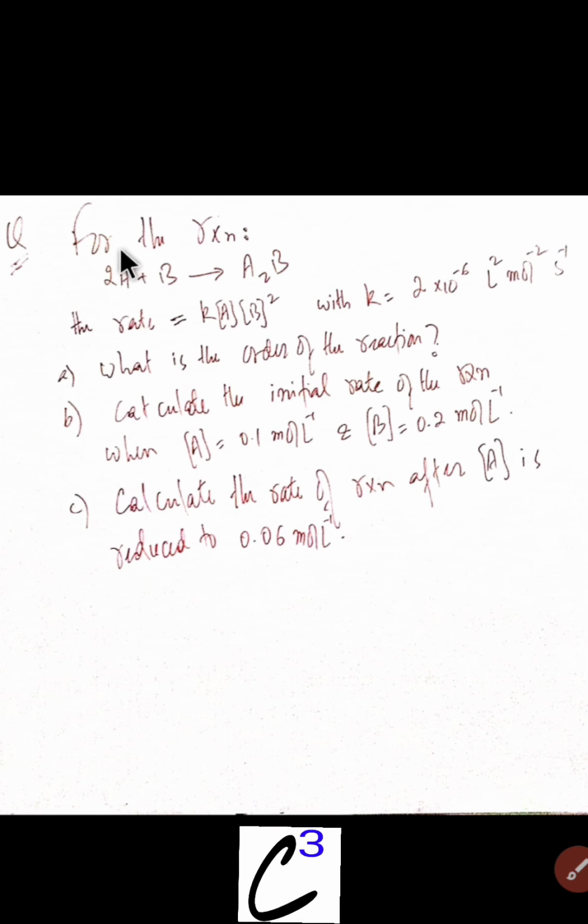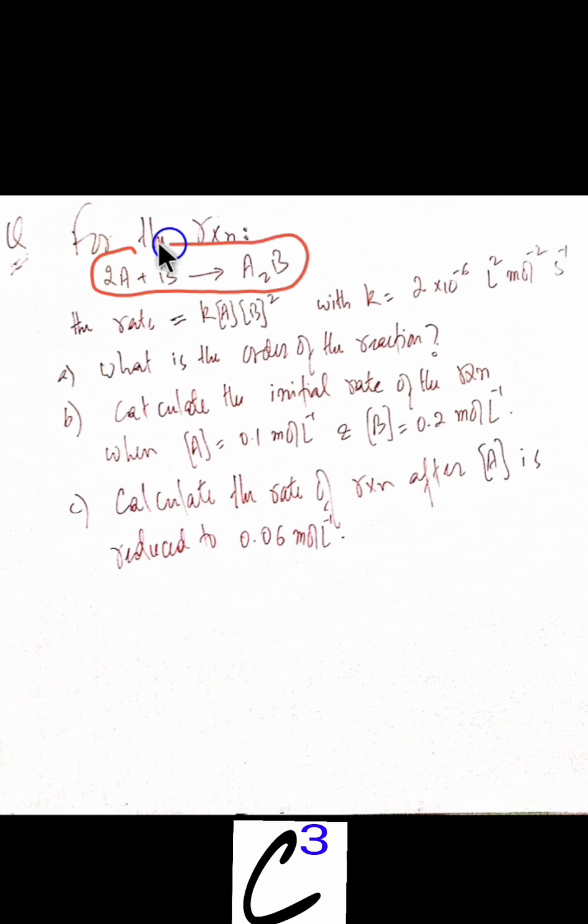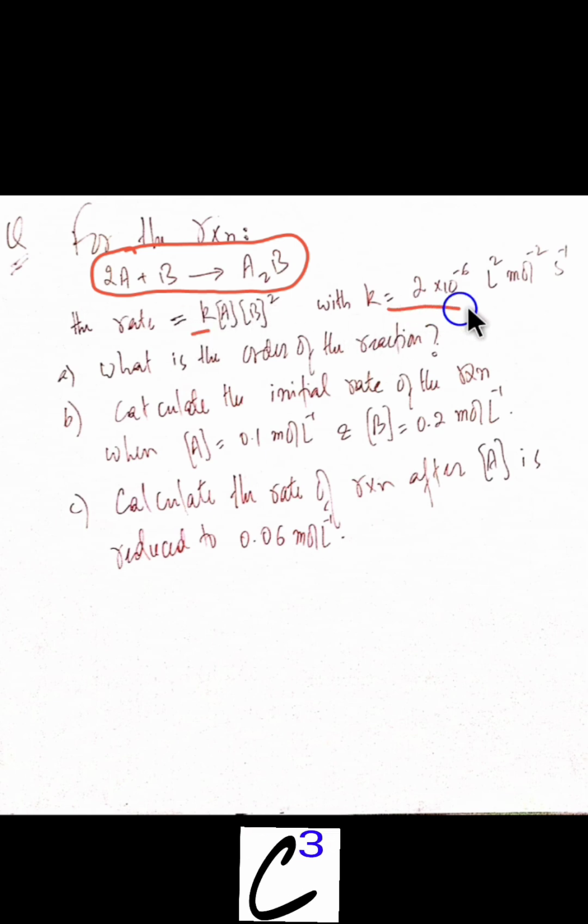Suppose the reaction is 2A plus B gives A2B, and the rate law of this reaction is given by this expression, rate R is equal to K [A]^1 [B]^2, where the value of K, that constant, is given as 2 into 10 power minus 6 liters square per mole square per second. So the questions are, what is the order of the reaction?